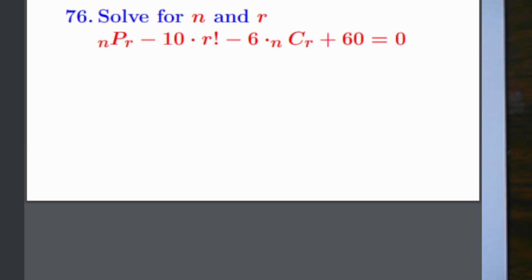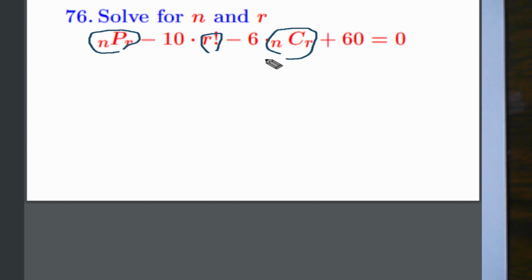then we may guess those symbols we used may have a special character or special things. Okay, here we have nPr, and here r factorial, and nCr, like that.